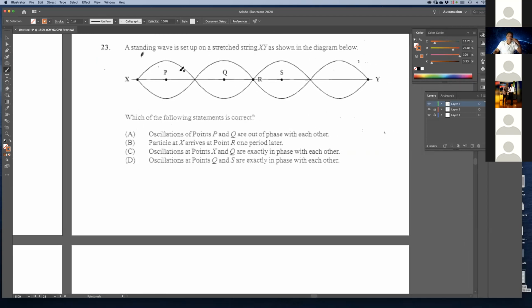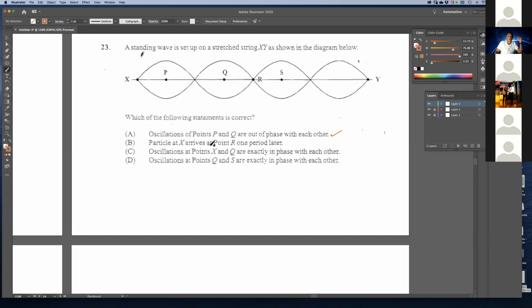A standing wave is set up on a stretched string XY as shown in the diagram below. Which of the following statements is correct? Oscillations of point P and Q are out of phase with each other. Is that correct? Absolutely yes.